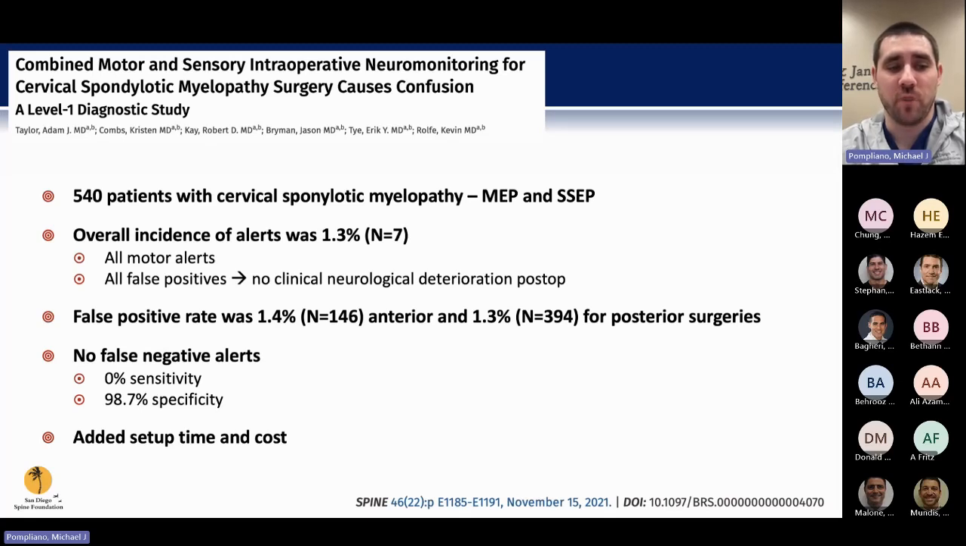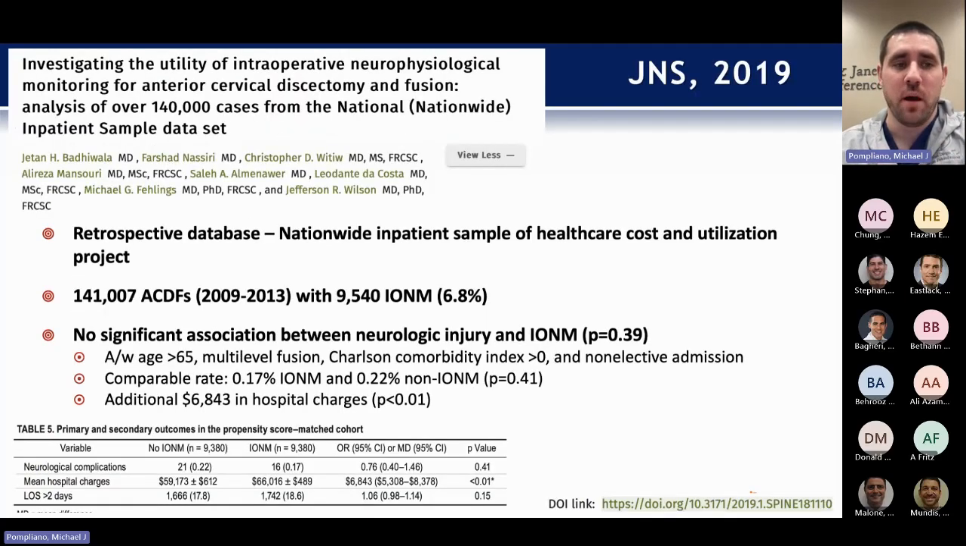So false positive rate was 1.4% for anterior-based approaches and 1.3% for posterior-based approaches, and they had no false negative alerts. So ultimate conclusion there, 100% sensitivity and 98.7% specificity, though obviously specificity is the important takeaway. They didn't really get into it too much, but there was added setup time as well as operative costs of the surgical procedure. This study looked at that a little more closely, although it was a retrospective database study.